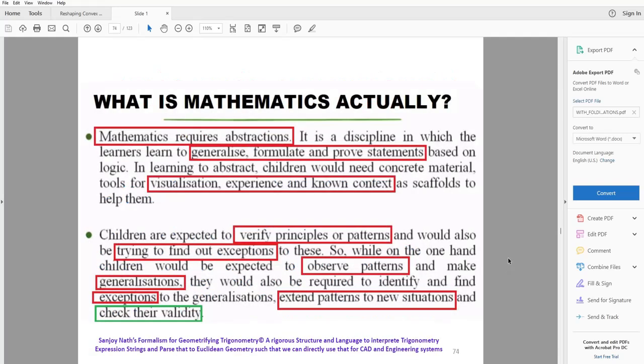Now, what is mathematics actually? As per NCERT discussions, we get this important point, that mathematics requires abstraction. It is a discipline in which learners learn to generalize, formulate and prove statements based on logic. In learning to abstract, children need concrete material tools for visualization, experience and context as scaffolds to help them.